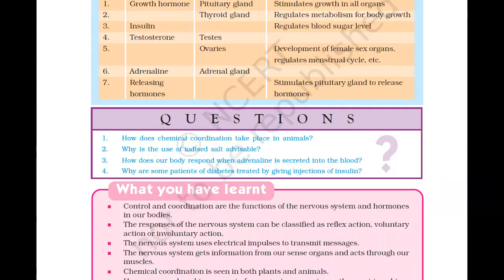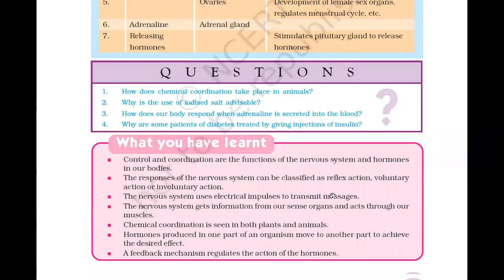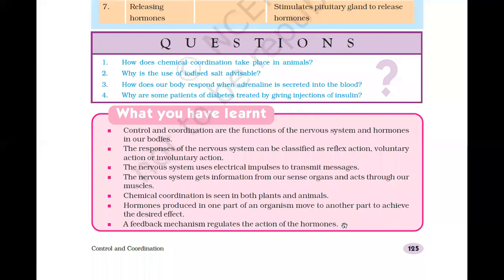What you have learned. Control and coordination are the functions of the nervous system and hormones in our bodies. The responses of the nervous system can be classified as reflex action, voluntary action, or involuntary action. The nervous system uses electrical impulses to transmit messages. The nervous system gets information from our sense organs and acts through our muscles.